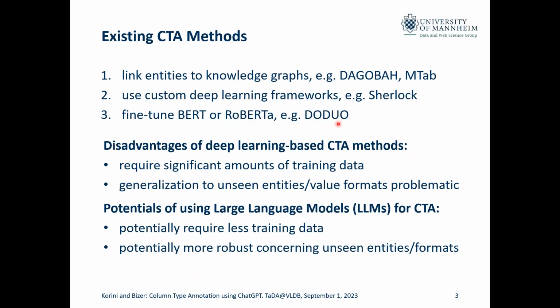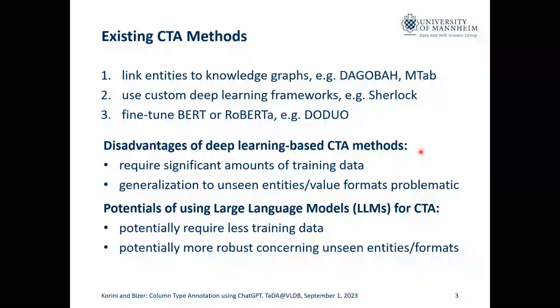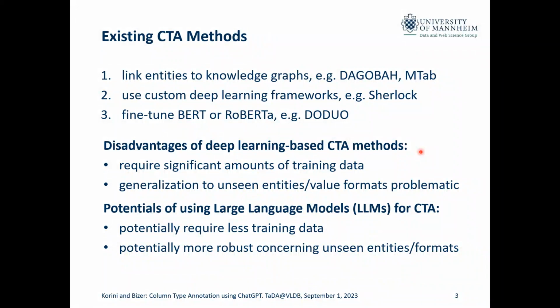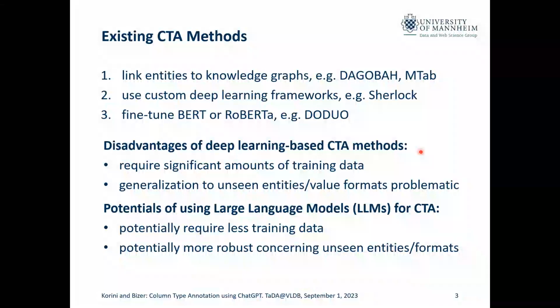However, there are some disadvantages related to these deep learning-based methods. Firstly, they require a significant amount of training data to reach a good performance, and they mostly tend to not generalize well to unseen entities or different value formats. Large language models, like recent GPT models, could help overcome these disadvantages. They could potentially require less training data and could be more robust to unseen entities or formats.